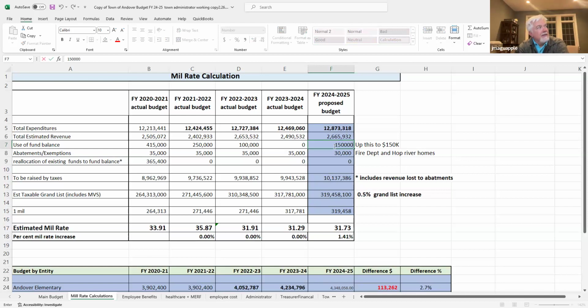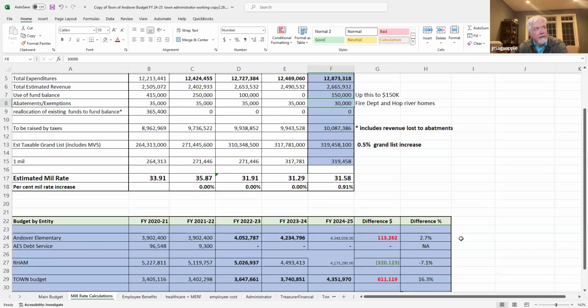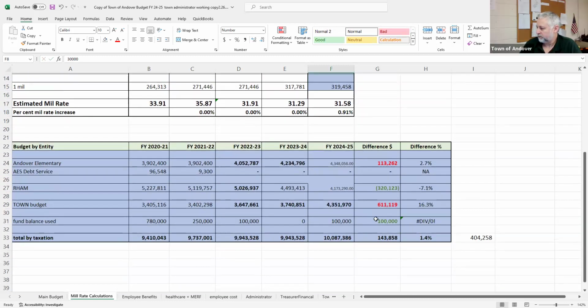Okay, so now, Eric, the remaining pieces end up at the Board of Finance. And so now we're going to push the $4,351,000 budget with $150,000 use of fund balance. That is correct.